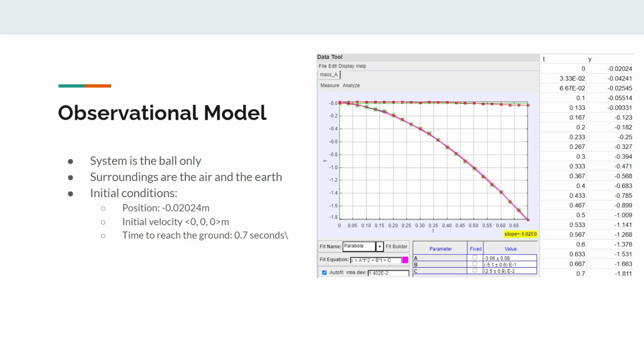Here's the observational model. The system is a ball only, the surroundings are the air and the earth, and the initial positions are as listed. As you can see, the ball moves in the negative y direction as I'm dropping it.